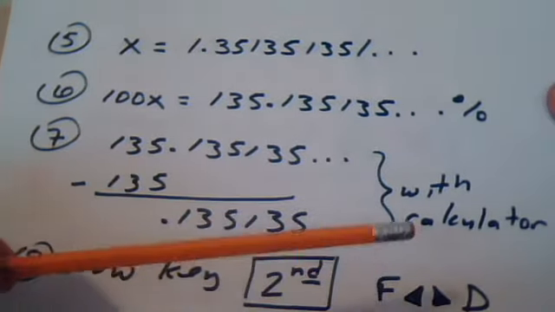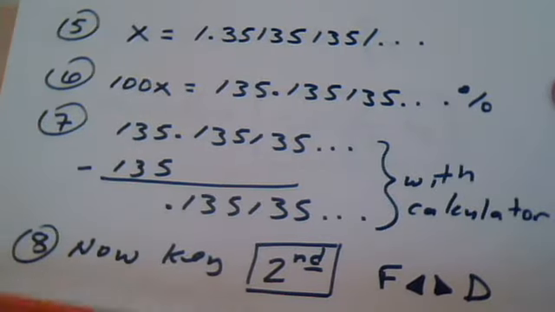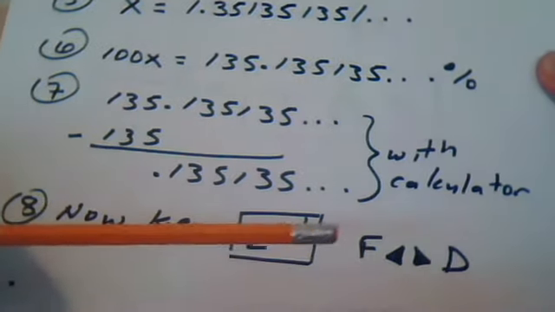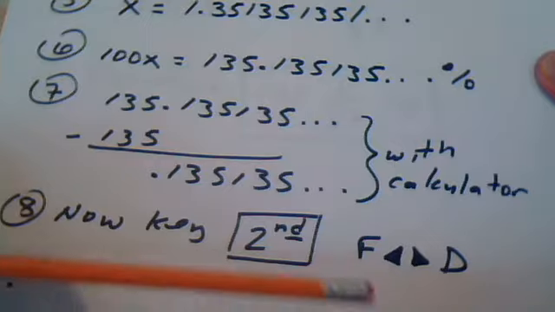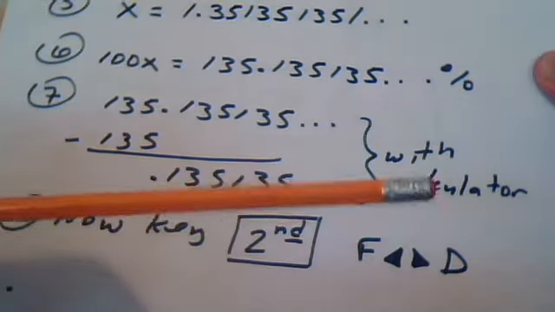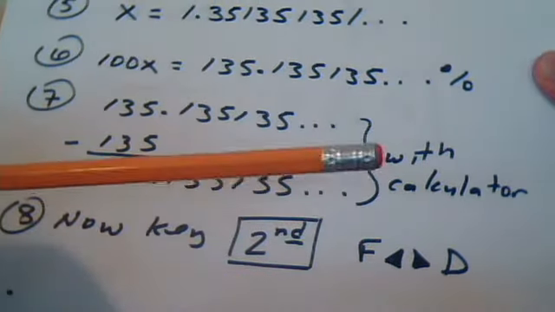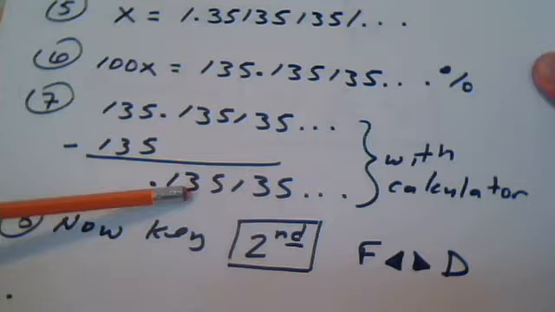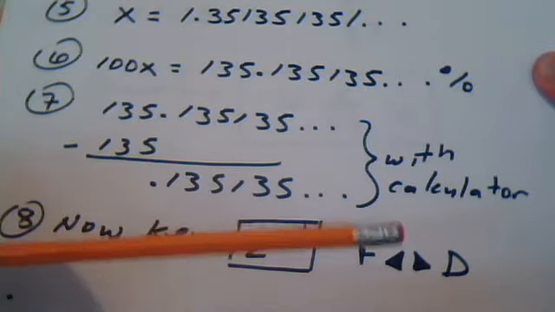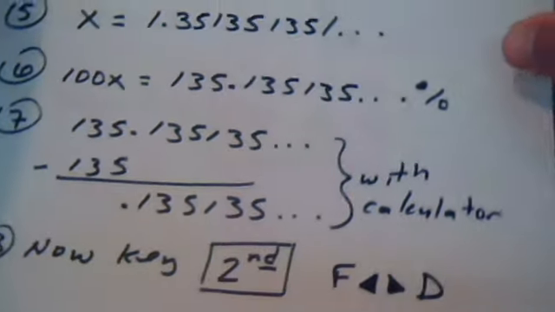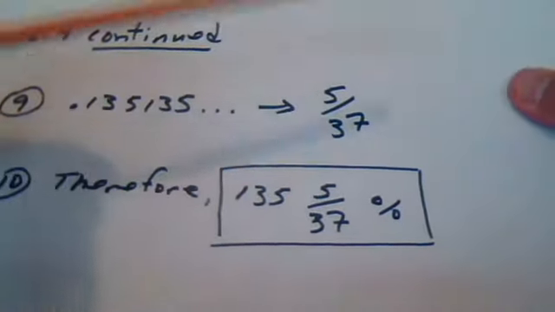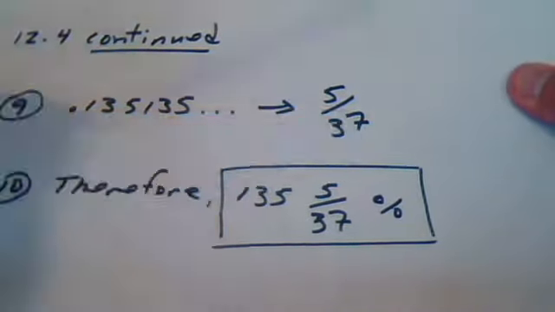And now with the calculator and this on your screen, go to the key second, look for this symbol. This symbol is to change fractions into decimals and decimals into fractions. When you hit that, if it's a fraction, it changes it to a decimal. If it's a decimal, it changes into a fraction. So we have a decimal, and you're going to hit this button, and it's going to give you 5 over 37.